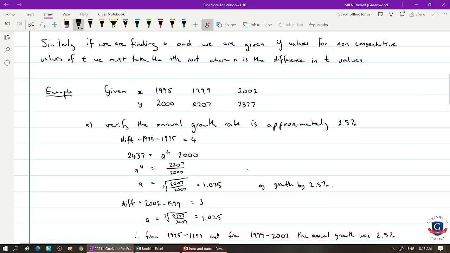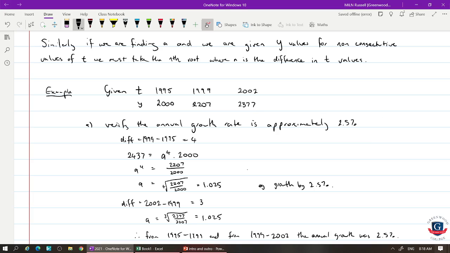So we have this table of values. Something's going on in 1995, 1999, and 2002. And we could just as easily label that x value there t, so I might just do that to make it consistent with what we're talking about. And whatever it is that's growing, because we can see it's growing, it's gone from 2000 to 2207 to 2377, we believe is increasing at a growth rate of about 2.5%, because that's what it says in the next part of the problem.